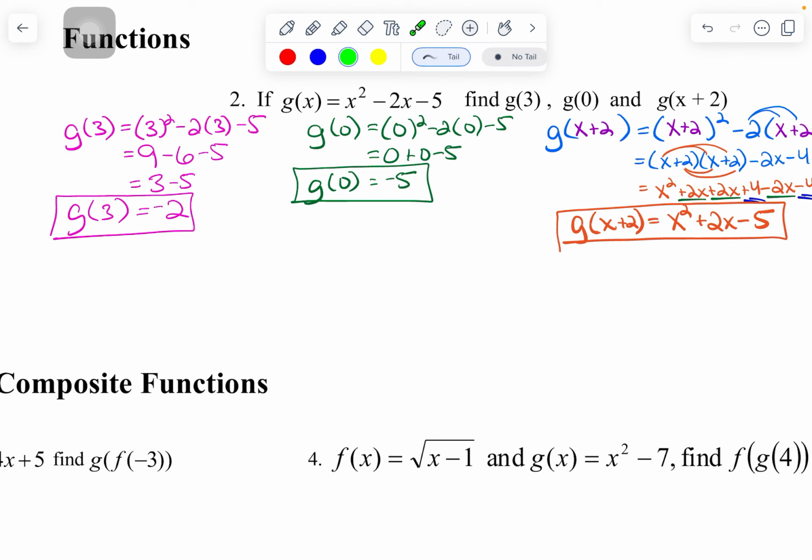This one I'm going to go ahead and cut the video. I'll come back in a separate video and deal with the composite functions. So this was just a review on evaluating functions.